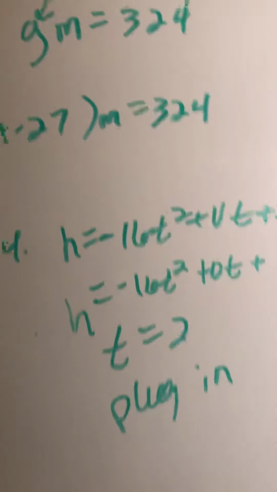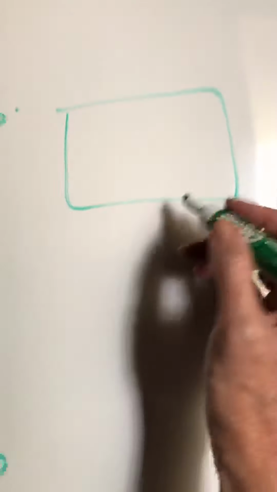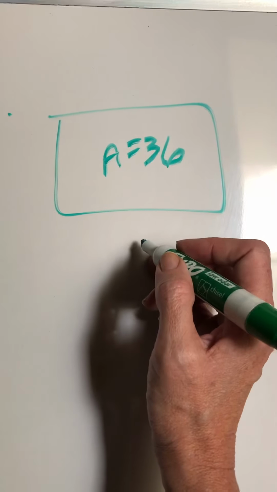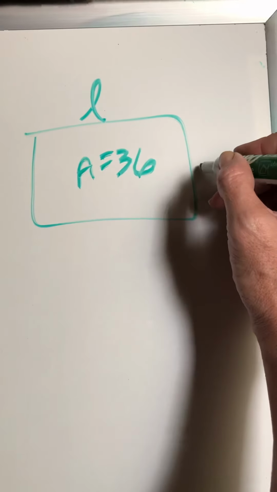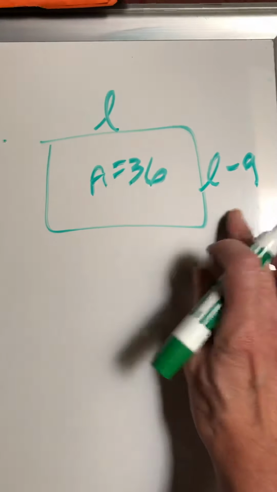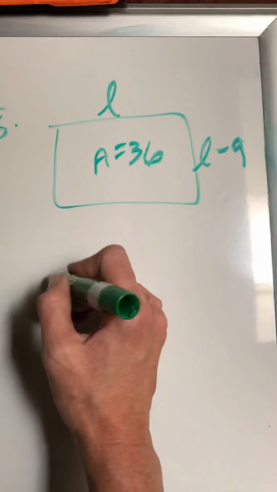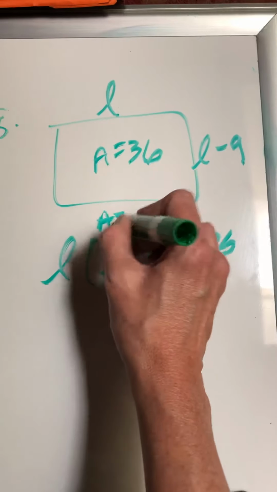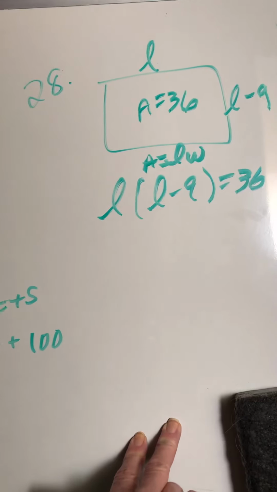Then 28. Okay, let me show you 28. We've got a rectangular garden on 28. The area is 36. The width of the garden is 9 feet less than the length. What are the dimensions of the garden? So this is exactly what we did in the notes, because area is length times width. So you can finish that up on 28 to find the dimensions.